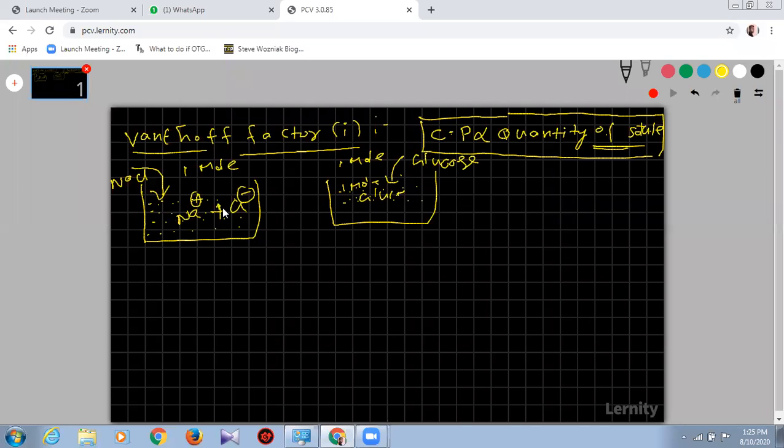Here I will take the same sodium chloride. I take one sodium chloride, and I will get Na+ and Cl-.